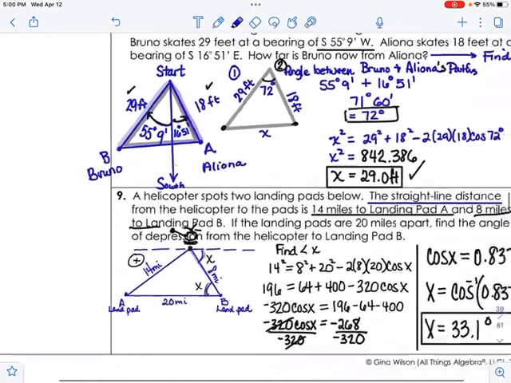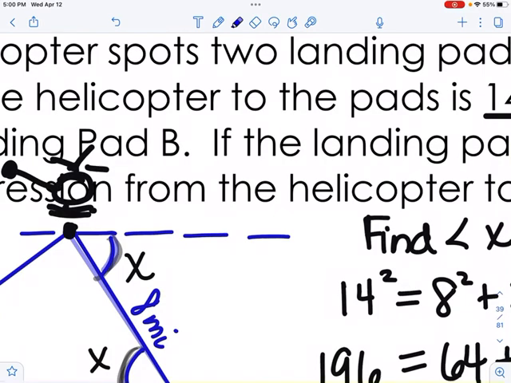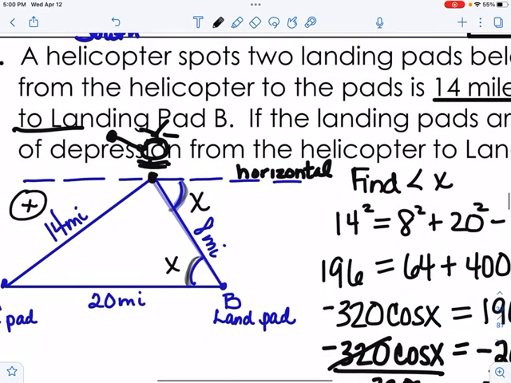Okay, so we have all the information we need, but the last statement says, if the landing pads are 20 miles apart, find the angle of depression from the helicopter to landing pad B. So this is what I'm looking to find here, this one here. But then noting that here is the horizontal, there's kind of what we call a principle of charity, that we're not going to deal with a situation that's really off, so to speak. We're going to accept some things.